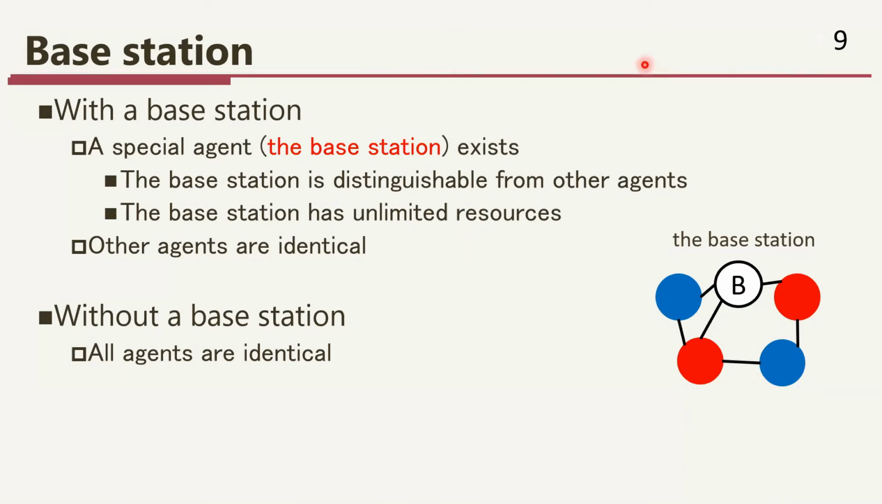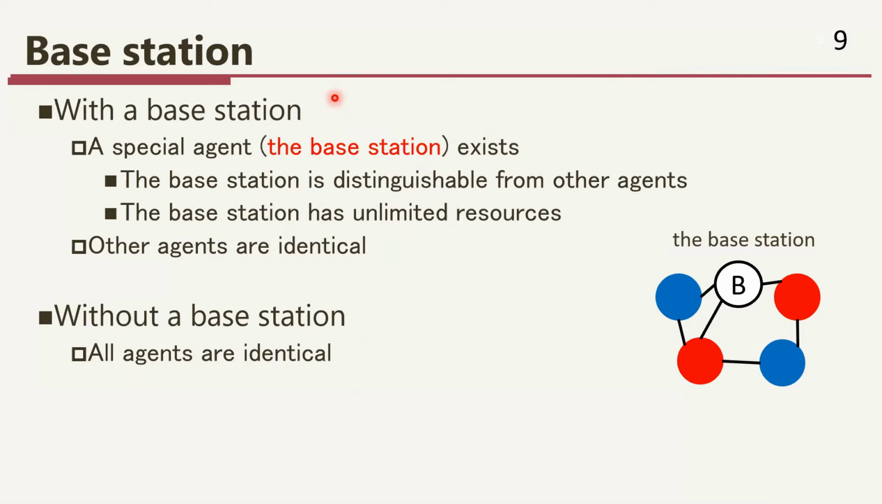From now, I'll explain the other 4 assumptions. Each of the assumptions has 2 settings. We consider the problem for each setting. First, I explain the base station. We consider a protocol with a base station or without a base station.